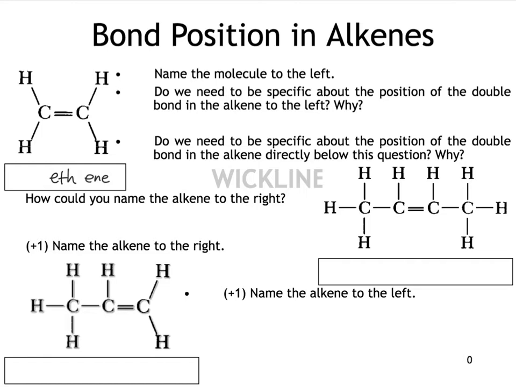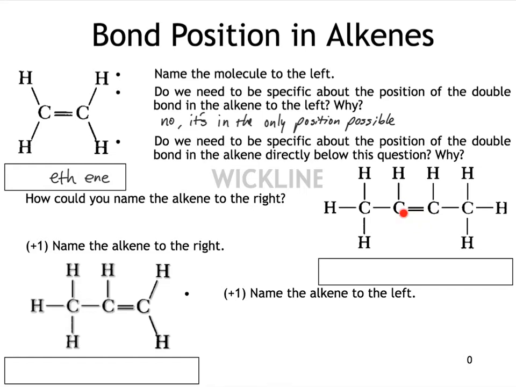And in this particular case, we do not need to be specific about the position of the double bond. The reason is because there is only one position that the double bond could actually be in. It has to be between these 2 carbons, and there are only 2 carbons. So we would say no, it's in its only position. But the next question asks, do we need to be specific about the position of the double bond in this alkene? And I would argue yes, in this case we do.